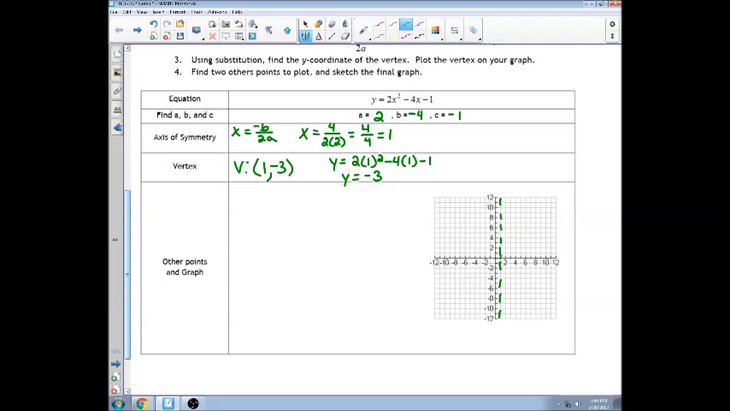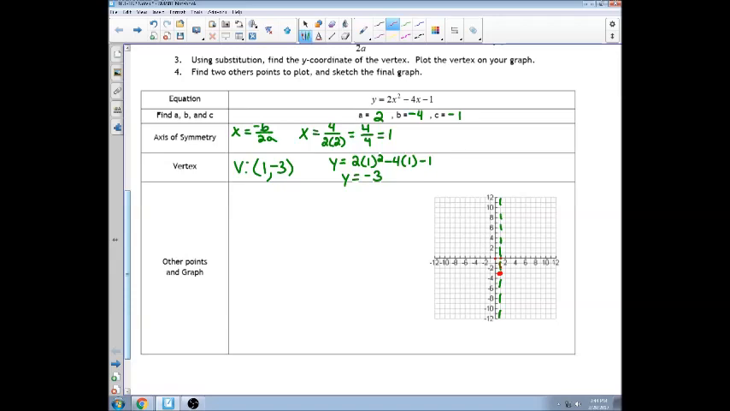So again, go back to your graph. I go right 1, down 3 from point 0, 0. Let's make a point there. I'll actually use red for that. So if I start at 0, 0, I go right 1, down 3. I end up at my vertex, which is 1, negative 3.